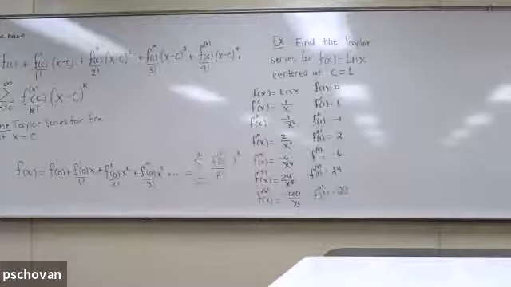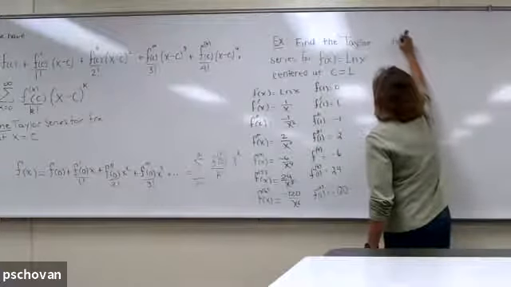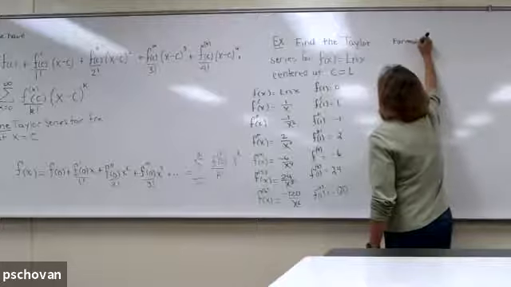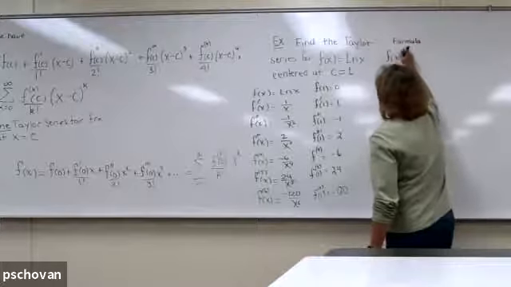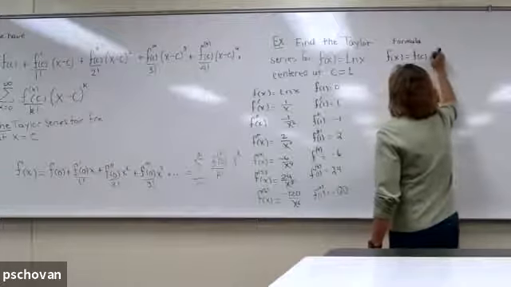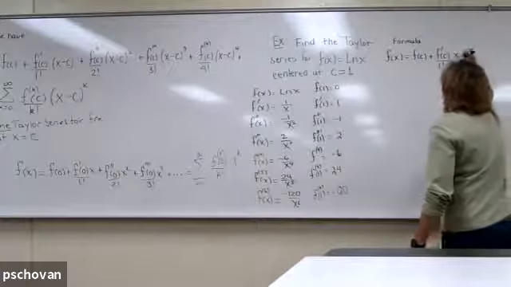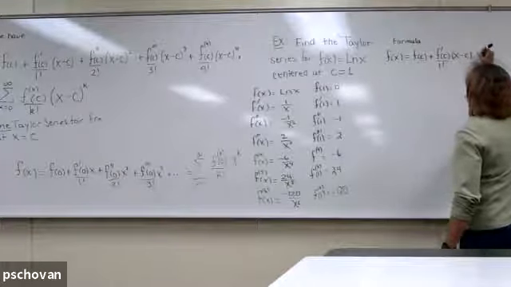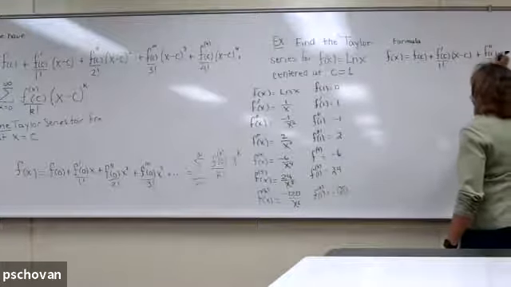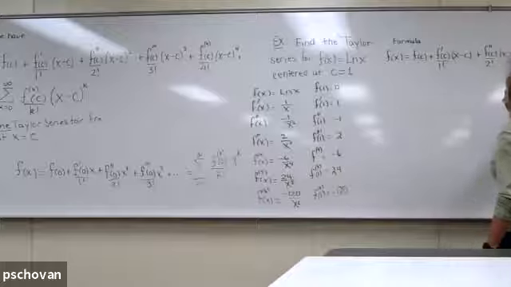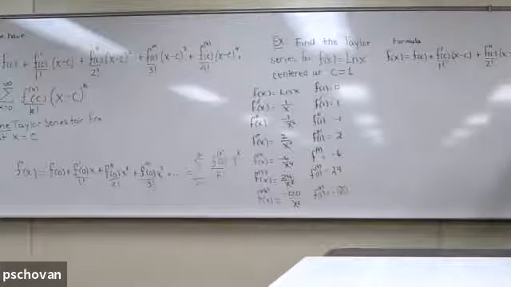Now I'm going to remind you of the formula, and we'll fill it in. I'm just going to copy this formula down again. The formula for Taylor series says that f of x is f of c plus f prime at c over 1 factorial times x minus c to the 1, plus f double prime at c over 2 factorial, x minus c squared, plus third derivative at c over 3 factorial, x minus c cubed, and so on.